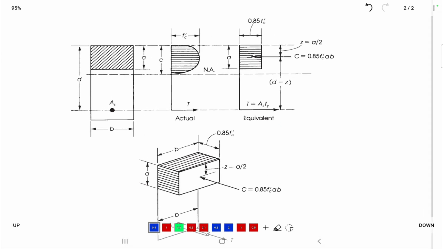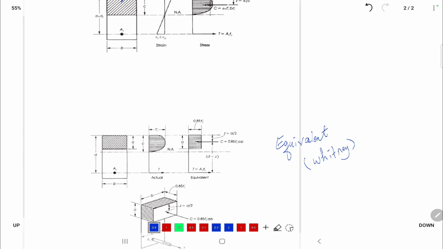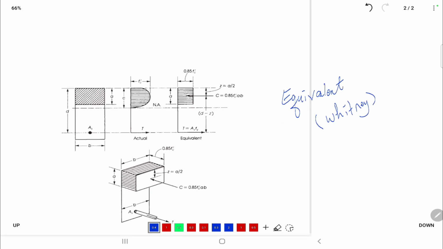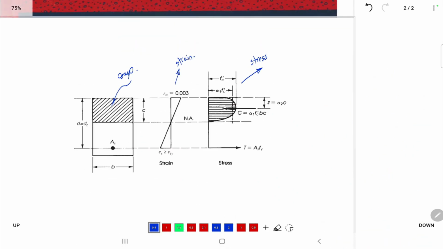If we go to this diagram, we see this one is the compressive. You can compare that in this diagram. This one is the equivalent section. Sometimes it is called Whitney analysis, Whitney equivalent analysis. You see, in the last section, the depth of the compressive part of concrete is c. So you see c.